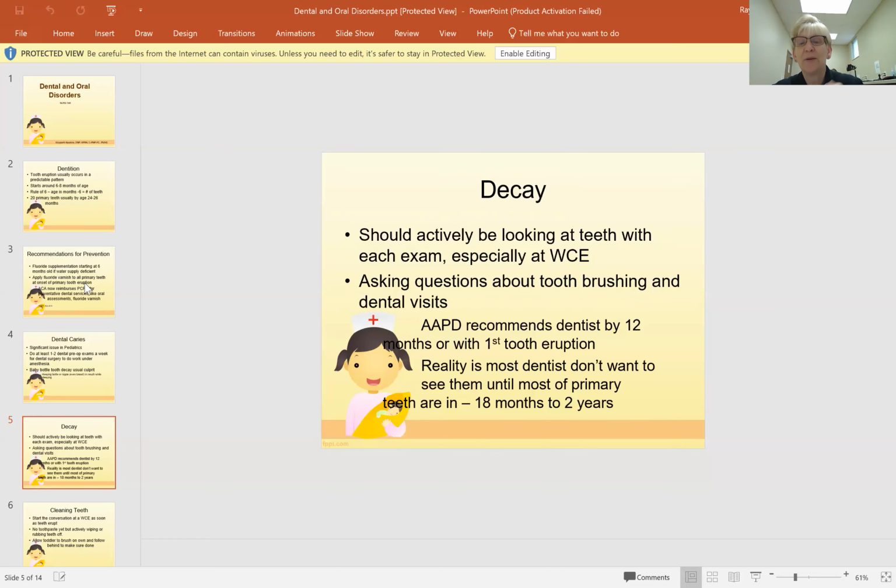The American Academy of Pediatric Dentistry recommends seeing a dentist by 12 months of age or with first tooth eruption. That's usually still pretty early, but you want at least a soft cloth or one of those little finger rubby things that you can use to rub those teeth to get the milk sugars off. And like I said, in my slide, it says the reality is that most of the time the dentists don't want to see them until most of their primary teeth are in, and that's somewhere between 18 months and 2 years of age.